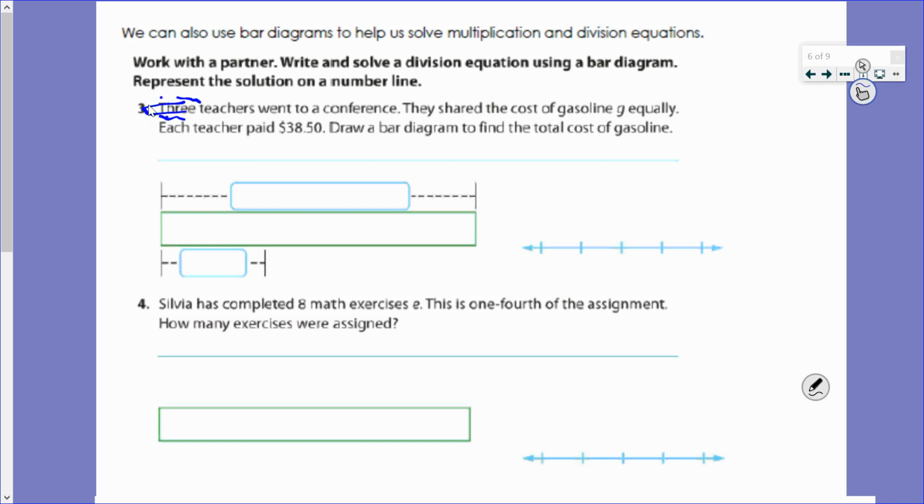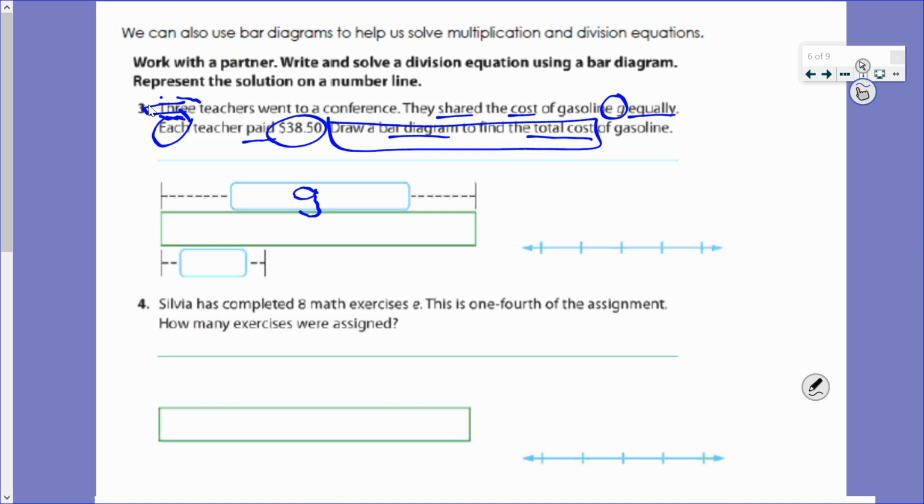So I've got 3 teachers who went to a conference. They shared the cost of gasoline, G, equally. Each teacher paid $38.50. So I'm going to do a bar diagram to find the total cost of our gasoline. In other words, this entire bar is that quantity G, the total cost of the gas. Right in the box, what did each teacher pay? Gabby? $38.50. So each teacher's piece of that total gas price was $38.50.